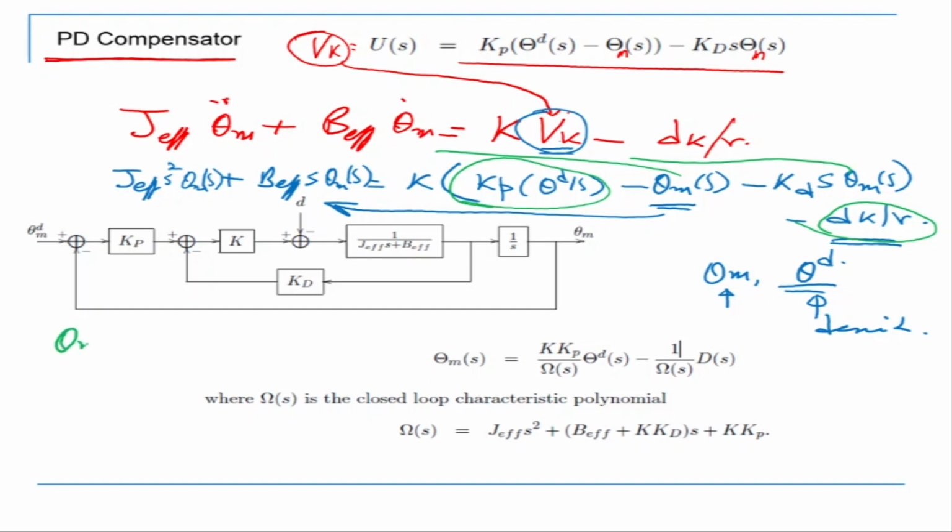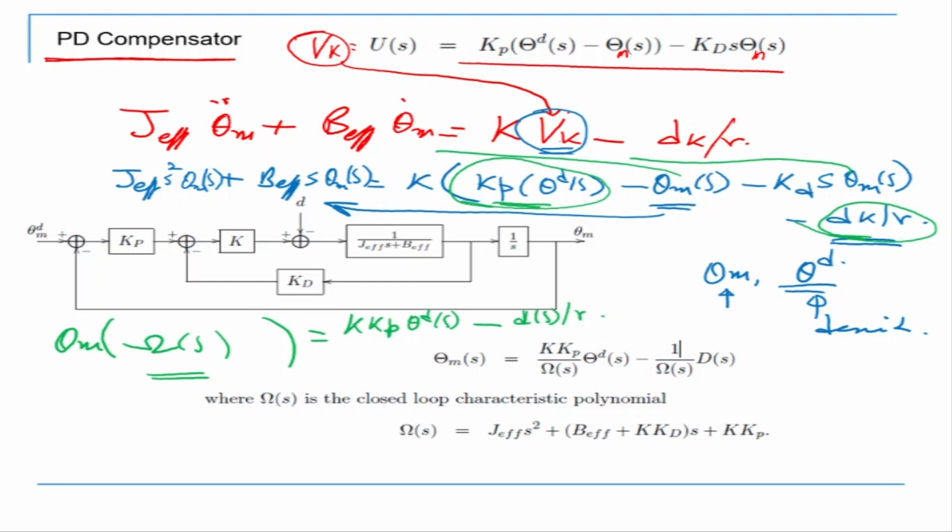So I take theta m s common, and on the right hand side what you get is K into Kp theta d s, minus dk by R. So this will be theta m s times all kinds of terms inside here. I hope you understand what I did. I took all the theta m s on the left hand side. On the right hand side we are only left with theta d s and the other term dk, that's the dynamic torque by R.